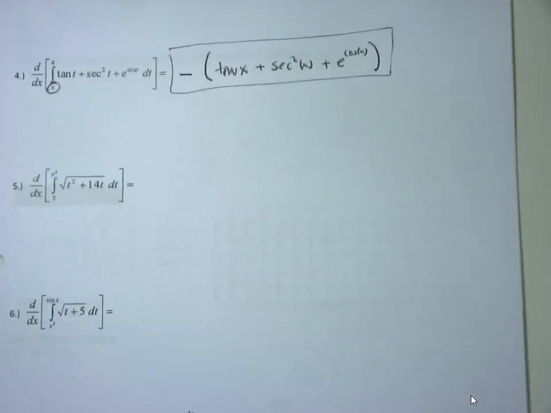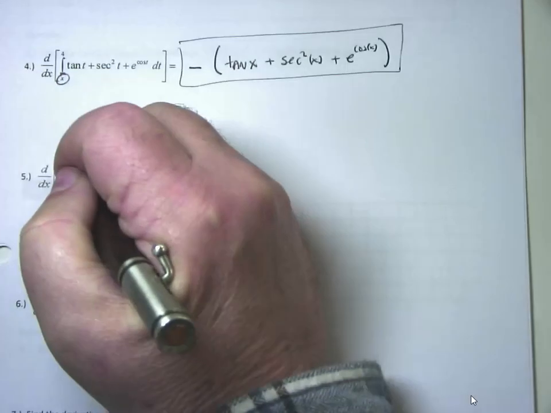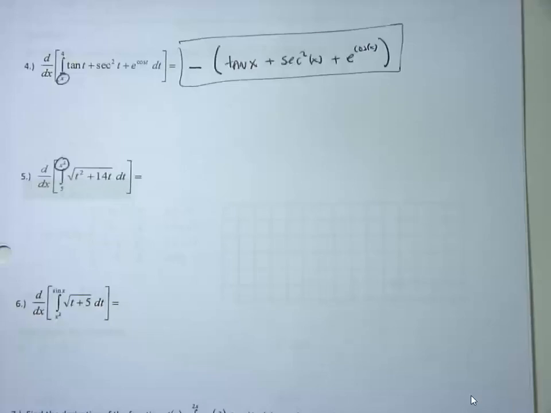Now the next one is the derivative with respect to x of the integral from 5 to x squared of the square root of t squared plus 14t dt. Well, again, the derivative and the integral cancel, but I notice I don't have just x. I have a function of x, x squared. So this is going to be the chain rule version of the fundamental theorem of calculus.